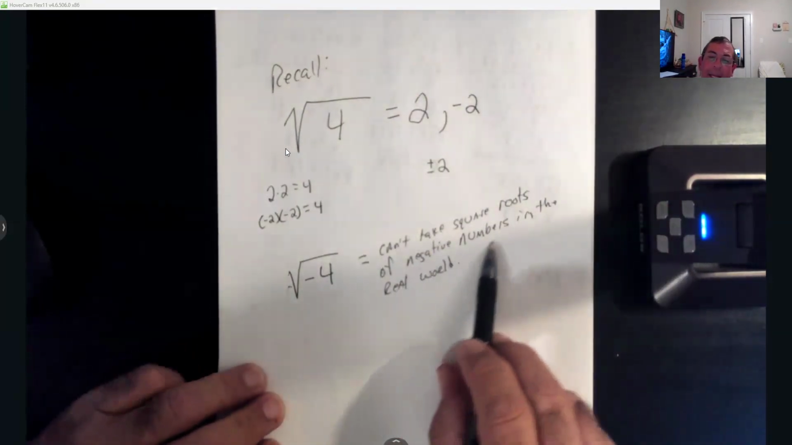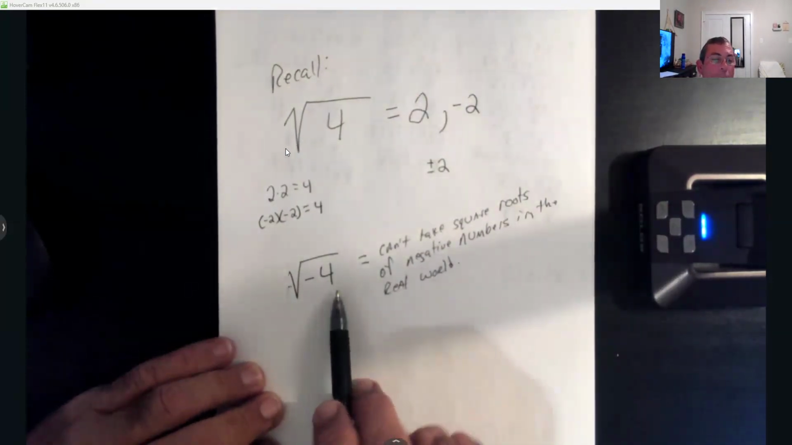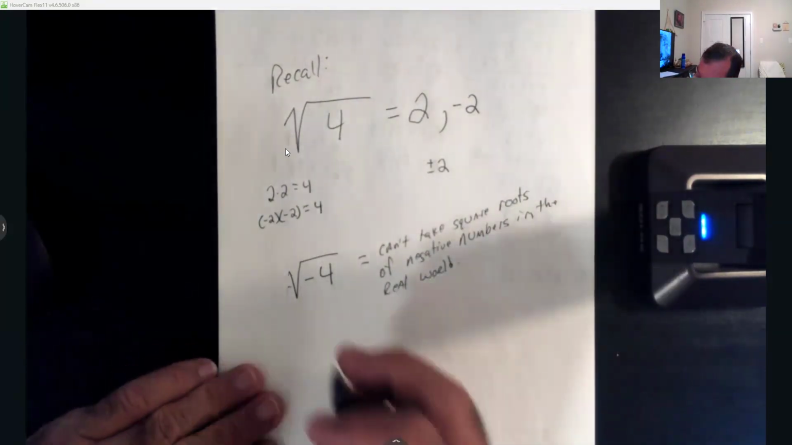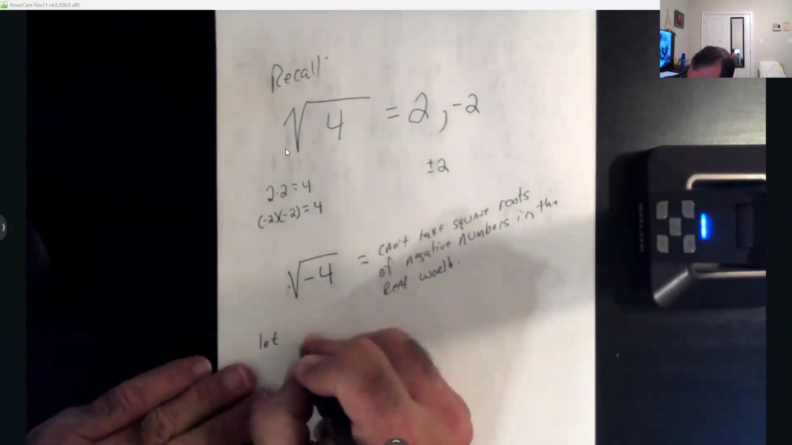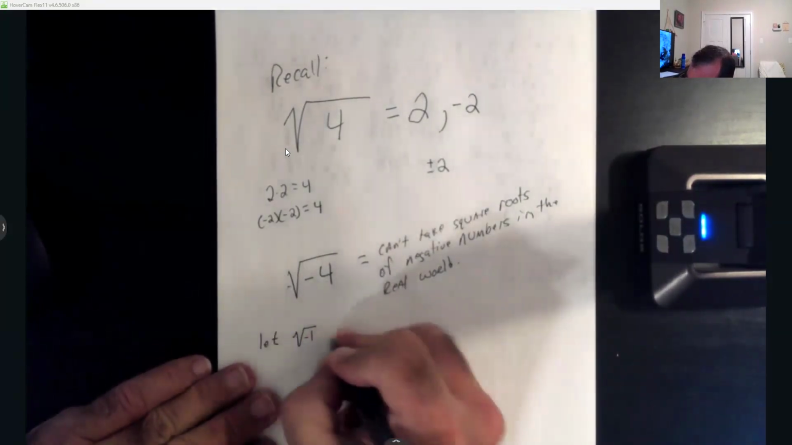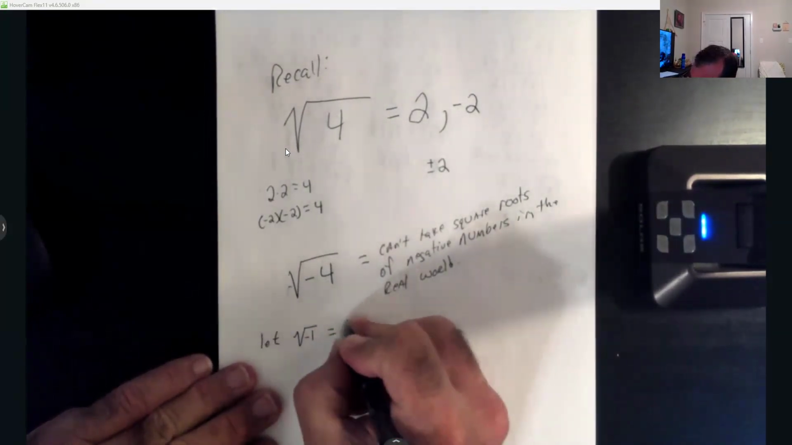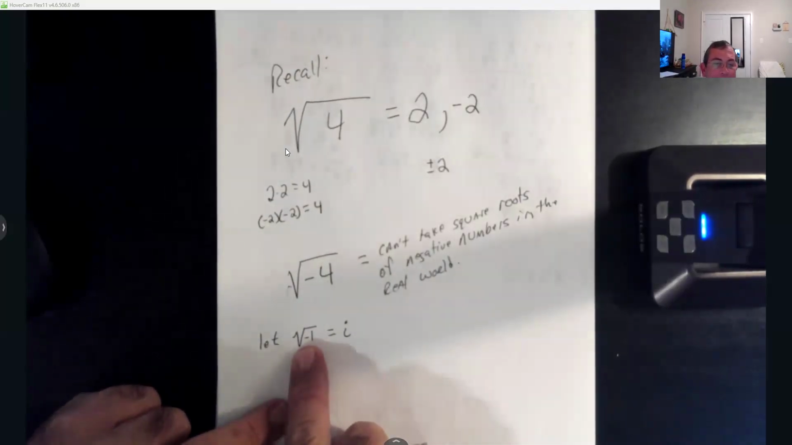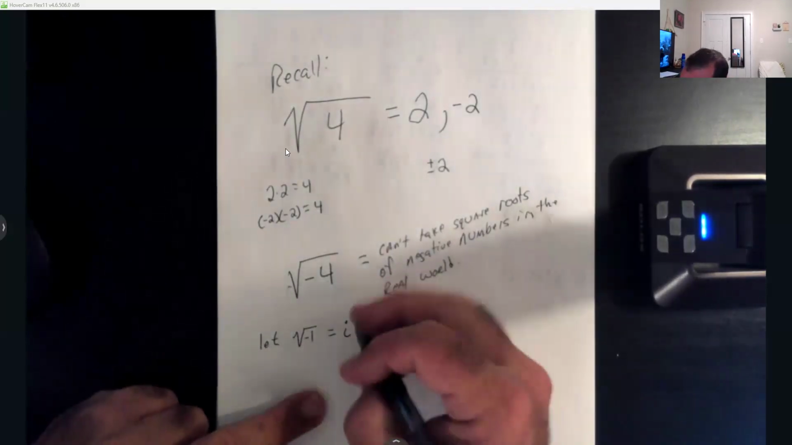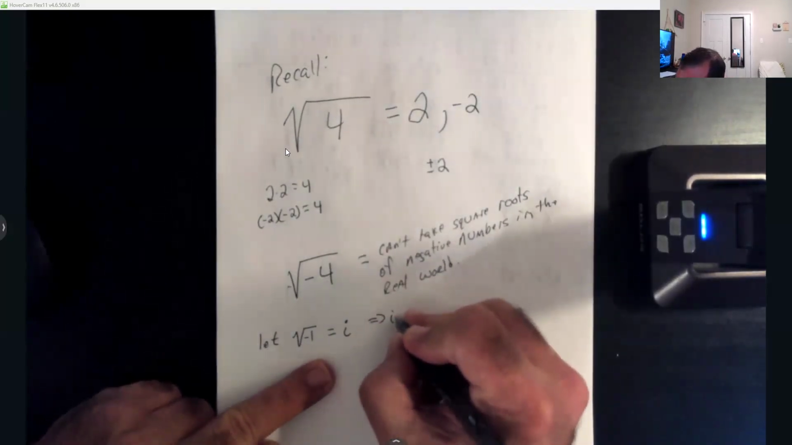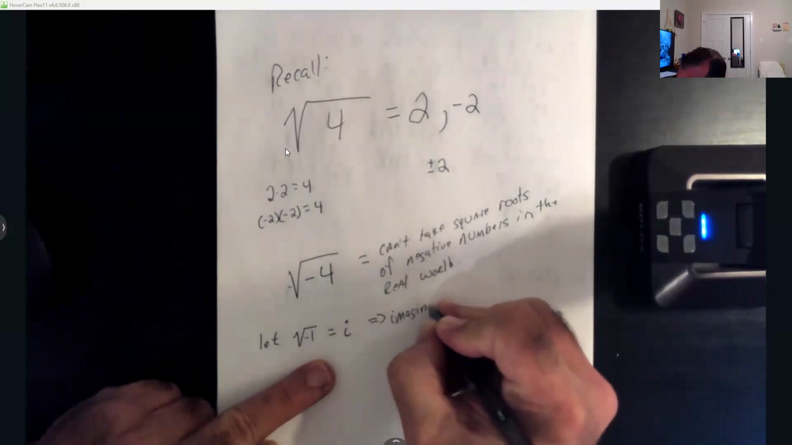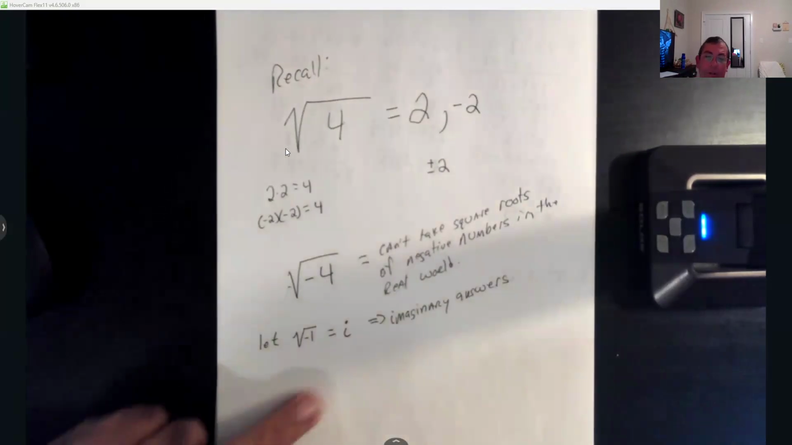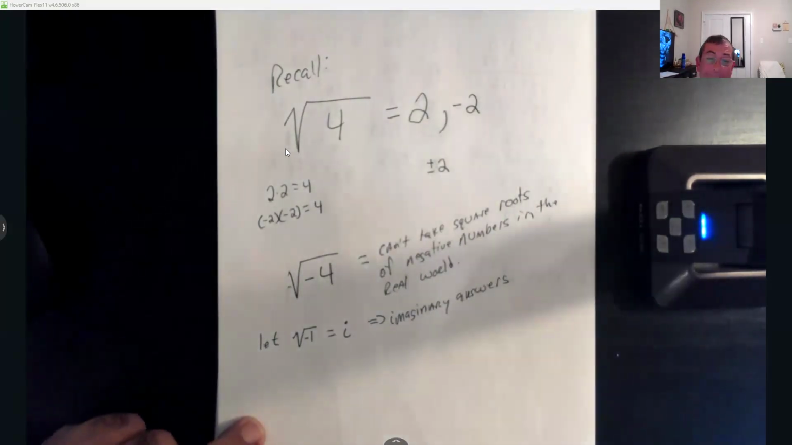So we can't take square roots of negative numbers in the real world. So watch what we do. Mr. Newton or one of them said, hey, let the square root of -1 equal i. So they said if the square root of -1 equals i, that means we're getting imaginary answers. Because if you can't do it in the real world, it's got to be imaginary.